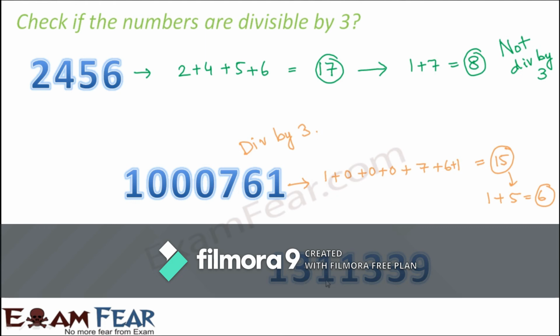The next number is 131139. So again, here also let's perform the sum of the digits. It is 1 plus 3 plus 1 plus 1 plus 3 plus 3 plus 9. So here the sum comes out to be 21. So 21, again if you add the digits, you would get 3, and 3 is divisible by 3. Therefore this number is also divisible by 3.